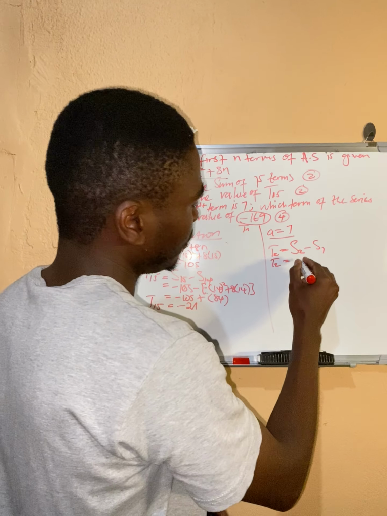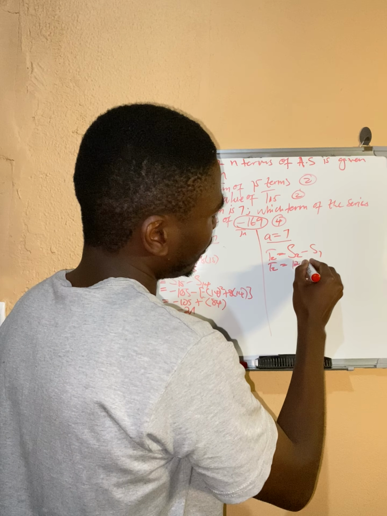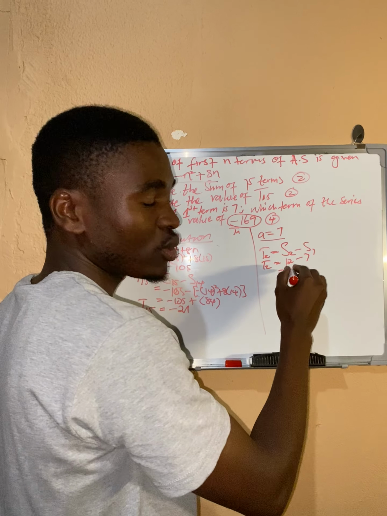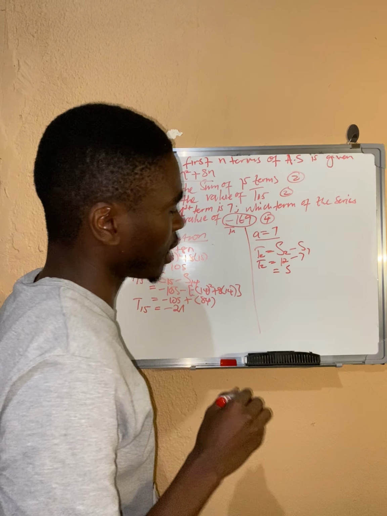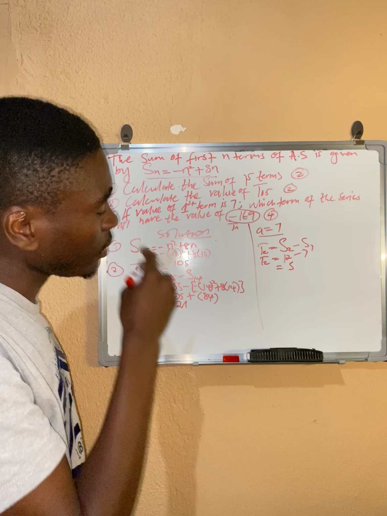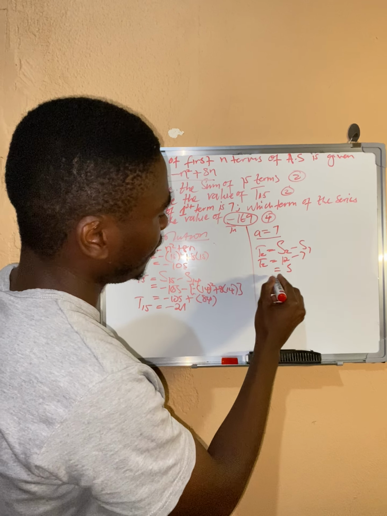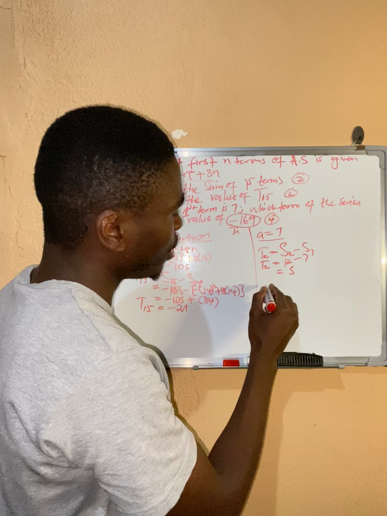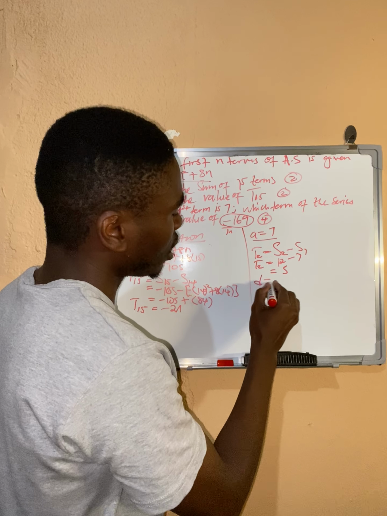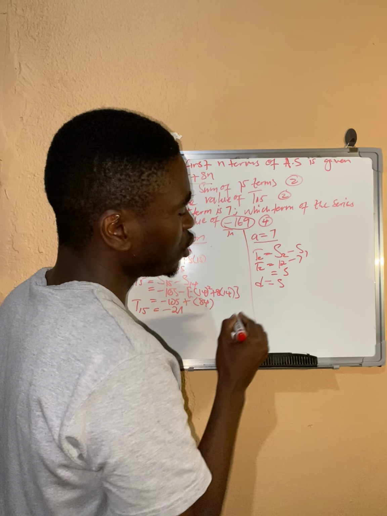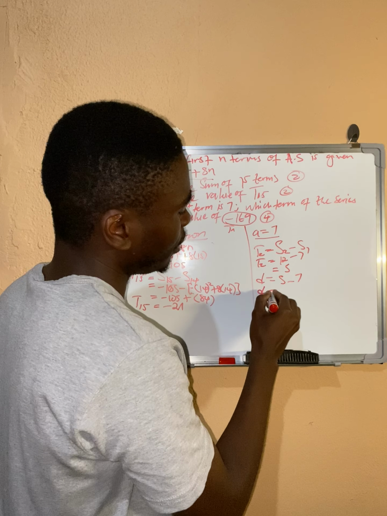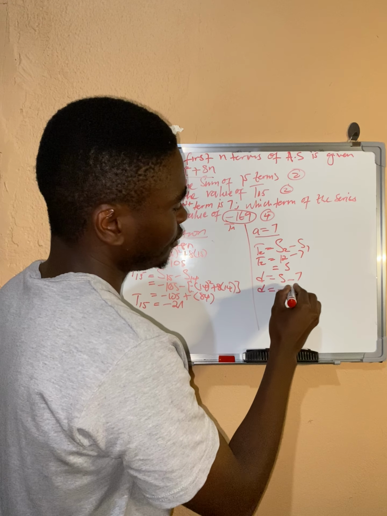which is going to be positive 12, minus 7, which means we get 5. 12 minus 7 is 5. Now you have T2 and you have T1, which is 7. So now you can find the common difference, which means D is T2 minus T1. So now your D is going to be negative 2.